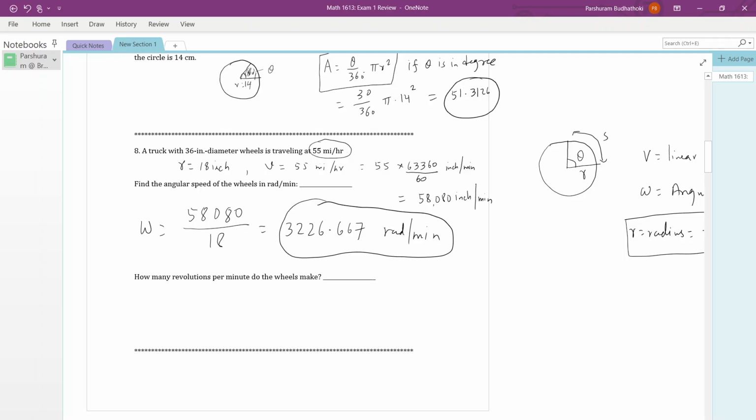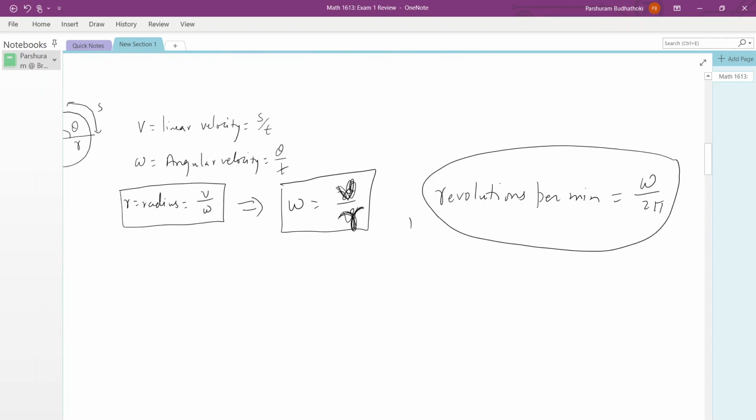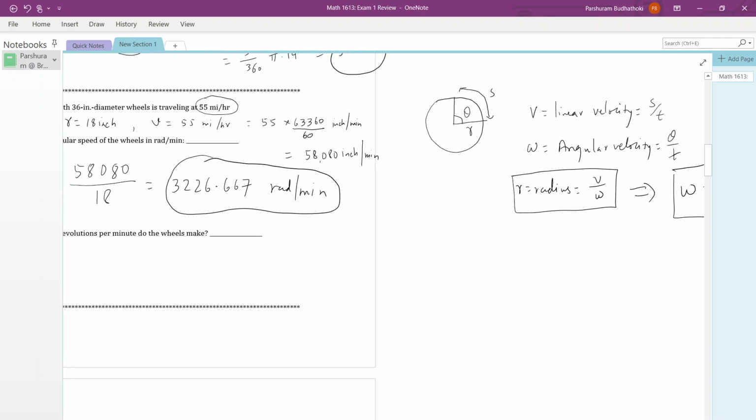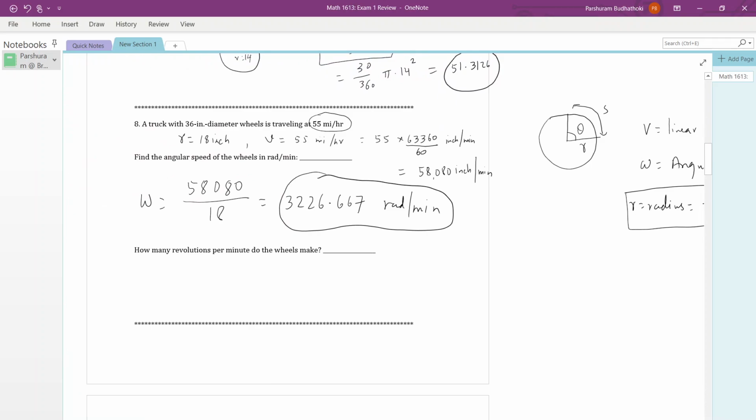For the second part, the formula is revolutions per minute is omega over 2 pi. Omega means angular velocity, divided by 2 pi. So just use this value, 3,226.667 divided by 2 pi. If you divide it by 2 pi, it will give you 513.539. So for a problem like this, you just have to use these two formulas.